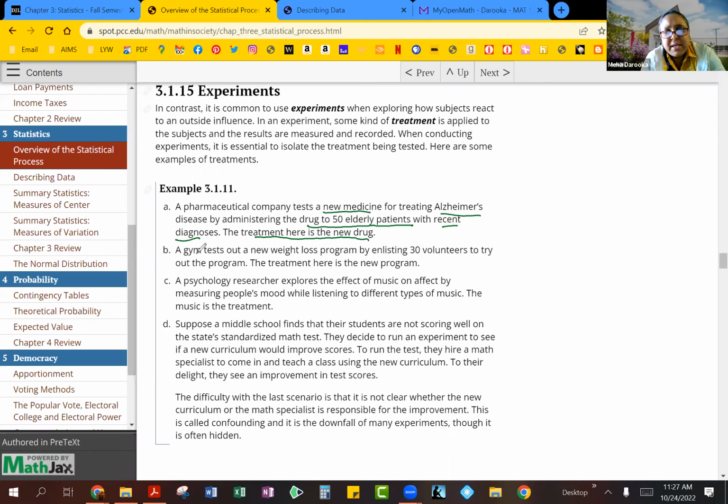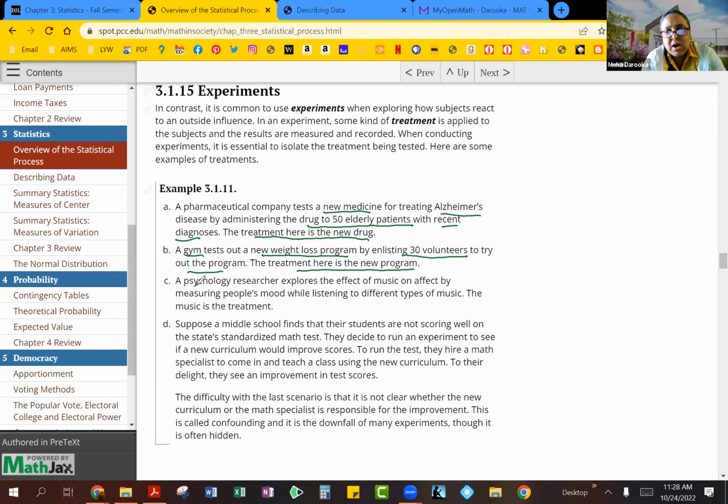Another example is a gym that tests out a new weight loss program by enlisting 30 volunteers to try out the program. In this case, there's not really a medicine, but it's a new program. They may be doing some new kind of exercises, maybe some new routine. Let's do this first, then do that, some conditioning, some toning. Whatever that program would be, that is the treatment in this example.